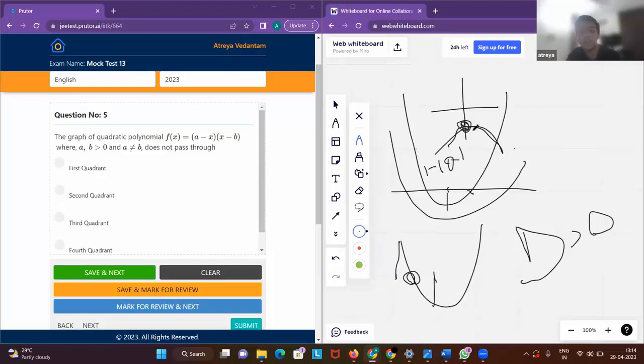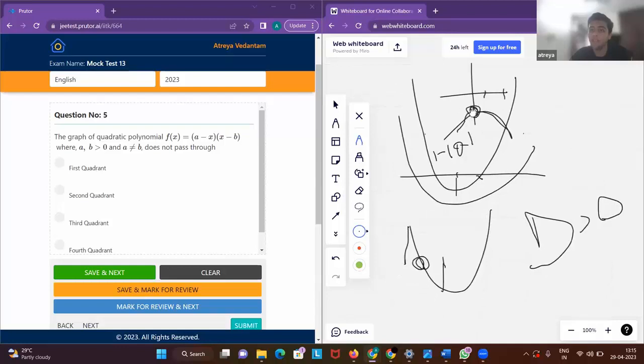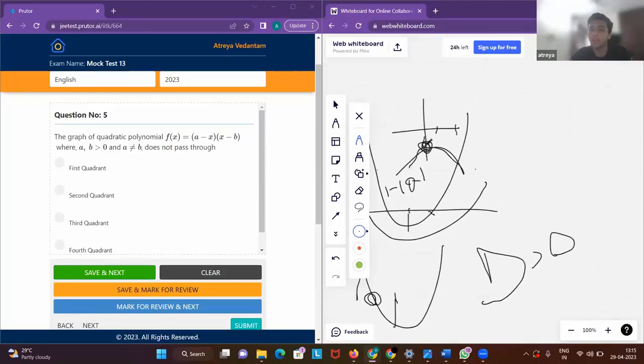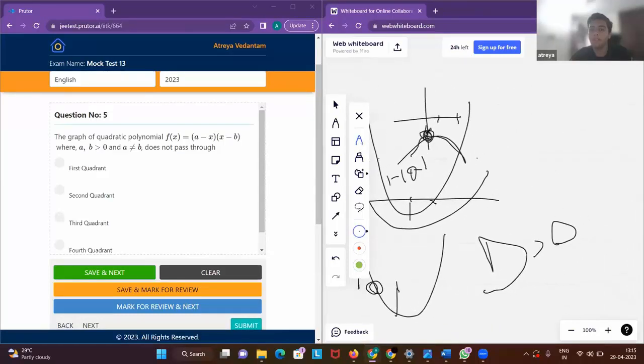Okay. So now we know that x equal to b is a root. X equal to a is also a root, which means both the roots are positive. So roots will be something like that, right? Which means if the roots are like that and it's negative here, the only possible way for it to pass through is to go like, sorry, I'm unable to draw properly. But you can see that it should go through the first quadrant, right? Which means it does not pass through the second quadrant.